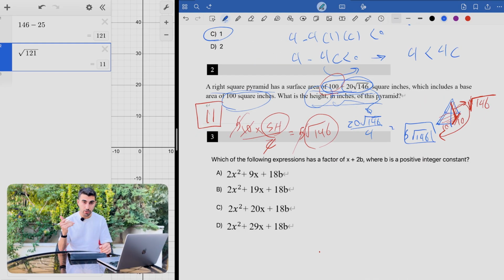If you've solved the first 2 questions, just pause the video, try question number 3 and see if you can solve it. If you do, awesome. If not, just watch the solution. How are we going to solve this?